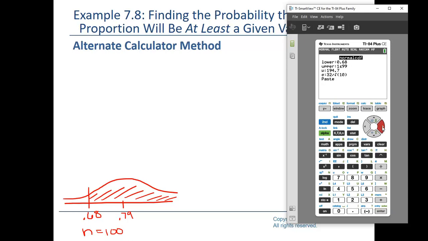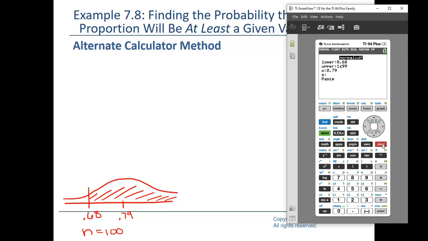And remember, this e, do not hit alpha e. If you hit alpha e, you're going to get it wrong. You actually have to hit second comma to get this e. This is a special e. It's a scientific notation e. Basically, this is one with 99 zeros after it. Then we're going to put in our proportion mean, which we said was 0.79. So we've got our 0.79 there in the middle.